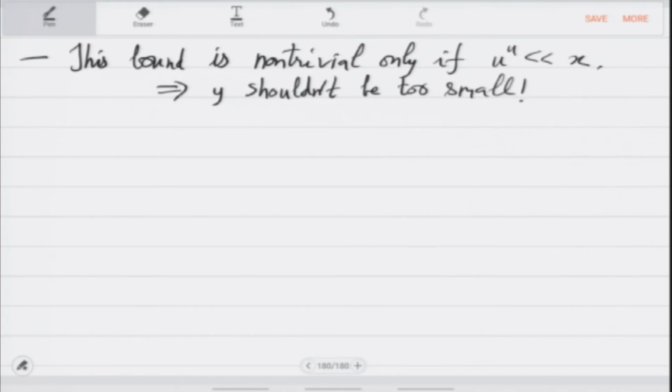If y is too small, like a constant, then your u is log x, and then u raised to u will be much more than x. So y shouldn't be too small, it shouldn't be too large, right? That was our regime anyways in the proof.